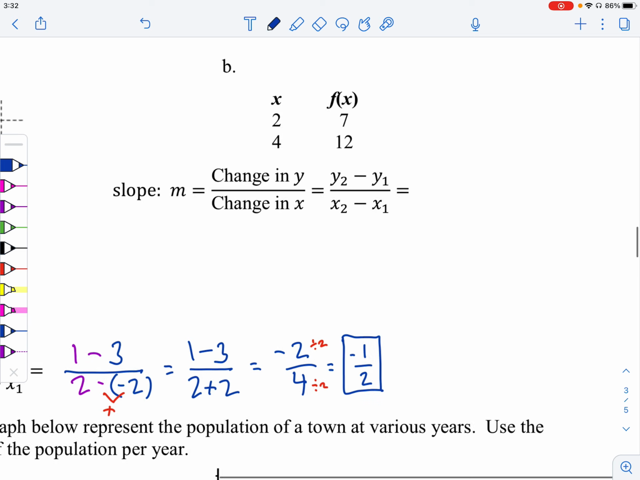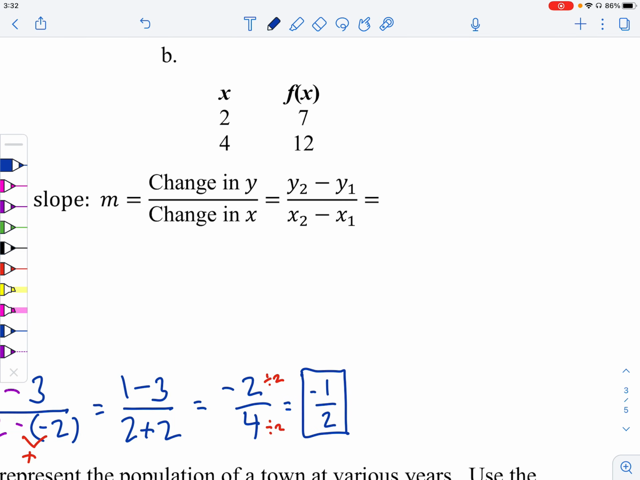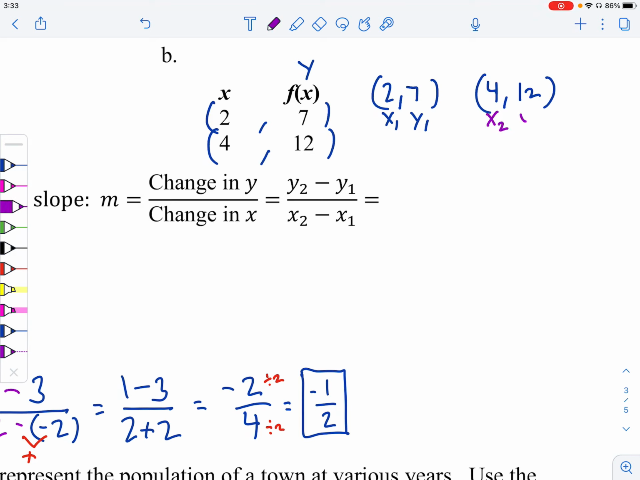Part B, given a table, we still can find our slope. We have basically our two ordered pairs right here, because remember f of x is like a y. So we have our xy pairs right there. We have 2, 7 and 4, 12 as our two ordered pairs from our table. And we label x1, y1, x2, y2. As long as we have 2 points, we can always find a slope using our slope equation.